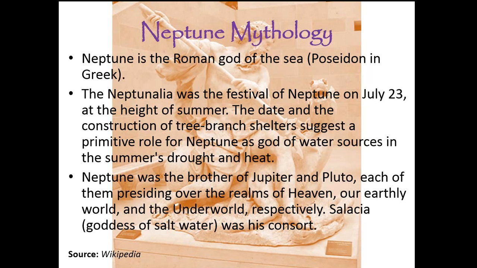And history suggests that we probably worshipped Neptune as a source for water, because if you go back to Rome and Greece in July, this was the middle of the summer heat. Neptune was also the brother of Jupiter and Pluto. Neptune ruled again the realms of heaven, or the water. Jupiter was the earthly world, and Pluto was the underworld. And Neptune's consort, the goddess of salt water, was Salacia. Don't ask me how to pronounce that.